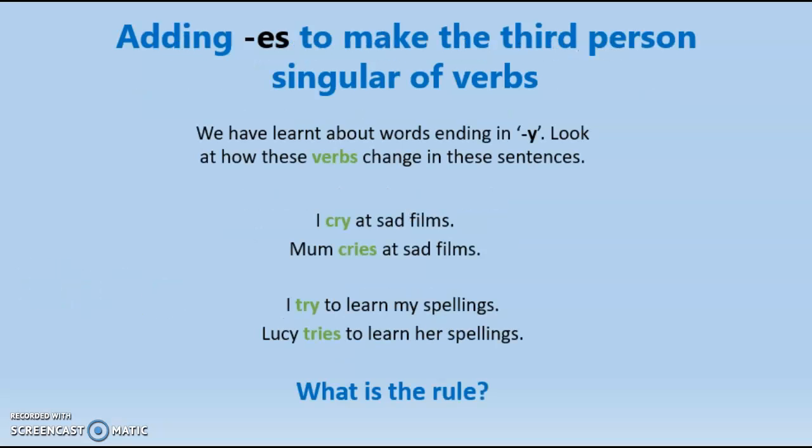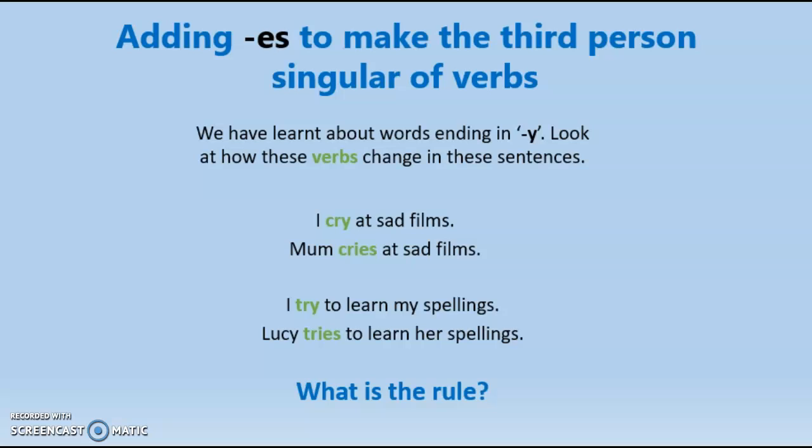Now, we're going to think more about what we need to do when words end in y. So we've already looked at nouns ending in y and how they change. I want you to have a look at these sentences here that have verbs and think about how the verbs change in these sentences. The verbs are in green. So I cry at sad films. Mum cries at sad films. I is in the first person. Mum is in the third person. It's talking about somebody else.